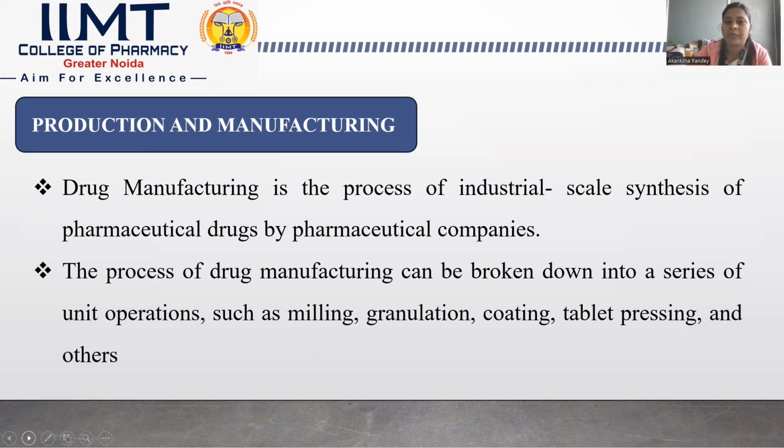The process of drug manufacturing can be broken down into a series of unit operations such as milling, granulation, coating, tablet pressing, any other. So the process would be either size reduction, size separation, then mixing, then filtration, or wherever we extract from the natural plants or plant material, we use the extraction method. Okay.